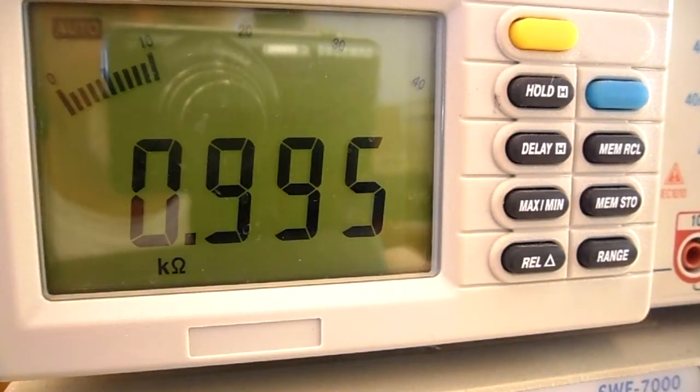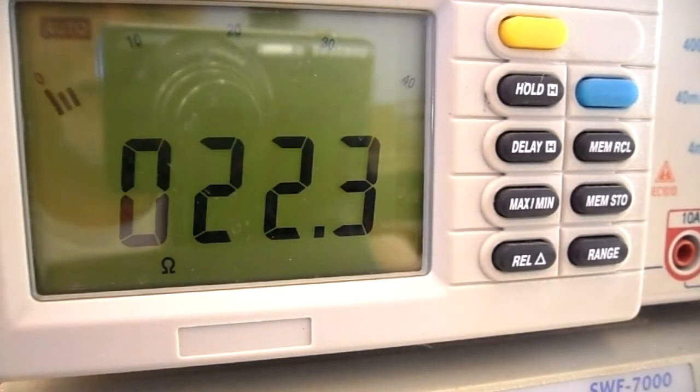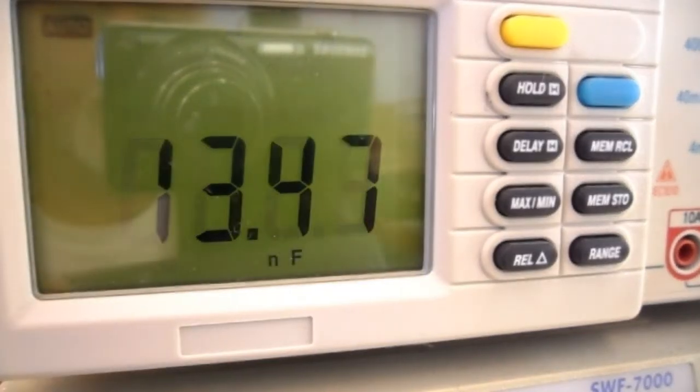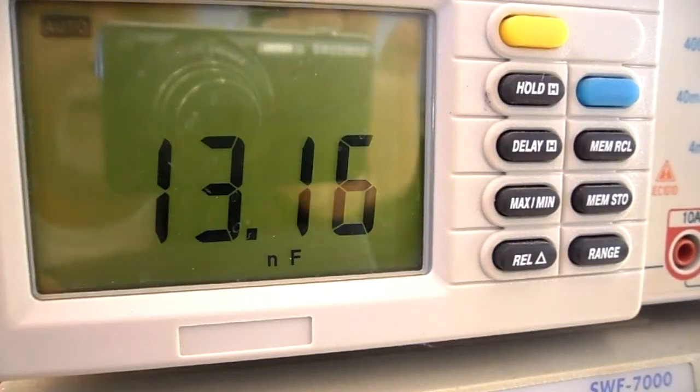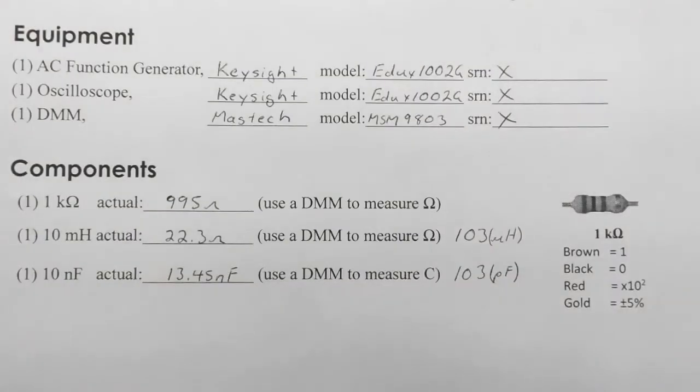My 1 k ohm resistor is actually 995 ohms. My 10 millihenry inductor is 22.3 ohms. And my 10 nanofarad capacitor is actually 13.45 nanofarads. So I filled in the equipment used. The AC function generator and the oscilloscope are both the KEYSIGHT EDUX 1002G oscilloscope, and the DMM is the Mastech MSM 9803. I haven't bothered with the serial numbers. They're not going to be important for this particular lab.